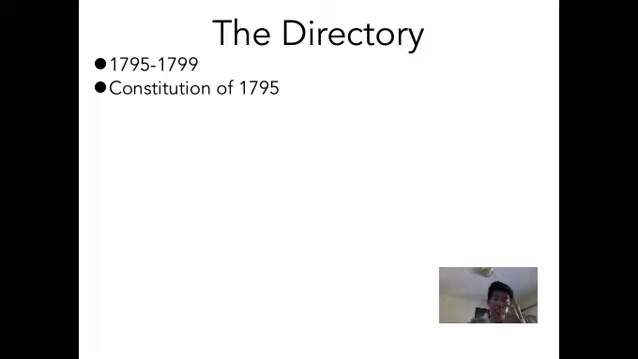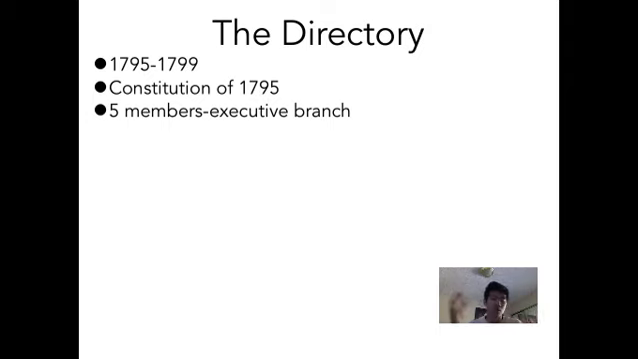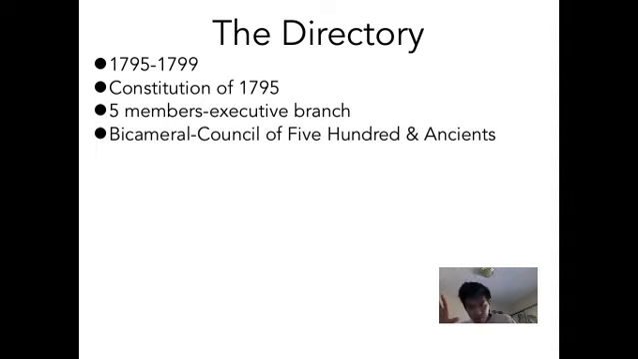and they basically set up a Republican form of government, but it actually has different branches. Okay, so in the executive branch, you have 5 executives, and they are called the directors. That's why it's called the directory. And then in the other branch, you have the bicameral legislature, which is the Council of 500, which is one of them, and then you have the Council of Ancients.